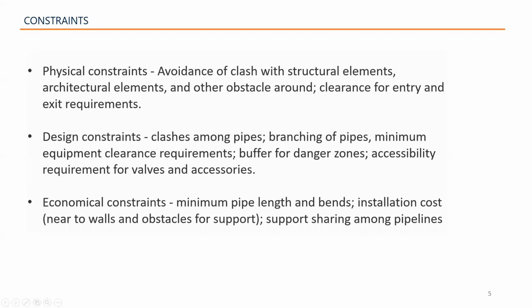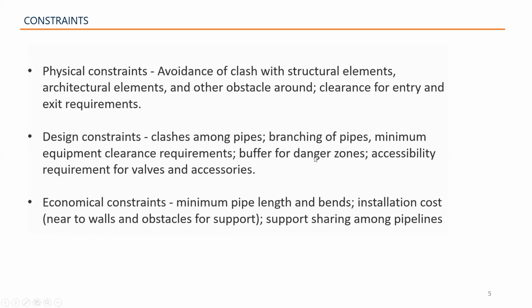The constraints. Firstly, physical constraints. This is the most important one. The pipes need to avoid clashing with structural and architectural elements and other obstacles around, and keep the clearance for entry and exit requirements. There are many functional or aesthetic elements that need to be seen. The piping system is kind of a behind-the-scenes element. Mostly piping needs to coordinate with those physical constraints.